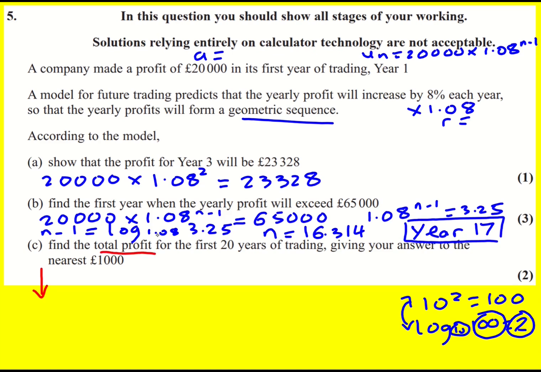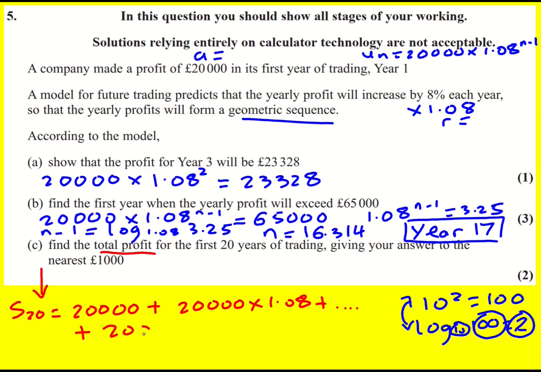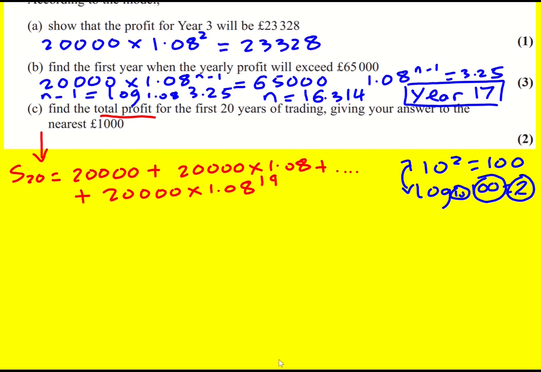Finally, find the total profit for the first 20 years of trading, giving your answer to the nearest 1,000. So that's going to be the sum of the first 20 terms. We're going to get 20,000 plus 20,000 times 1.08, adding all of these terms up to the last one, which would be 20,000 times 1.08 to the 19. And the general summation, this is in the formula book, is a(1 minus r to the n) over 1 minus r. We can just use that.